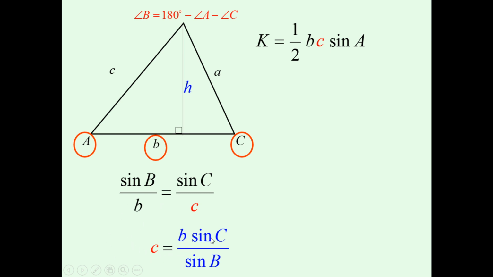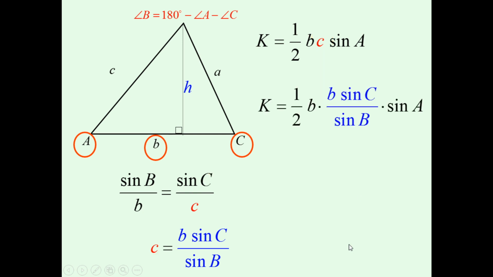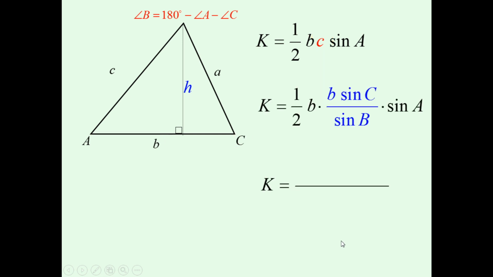So we do have C equals B sine capital C over sine capital B. So instead of using C, we're using B sine capital C over sine capital B. That means the formula can be written as 1/2 B squared sine capital C, sine capital A, so everything goes on the top there in the numerator. And the one down in the denominator, we have 2 sine capital B.